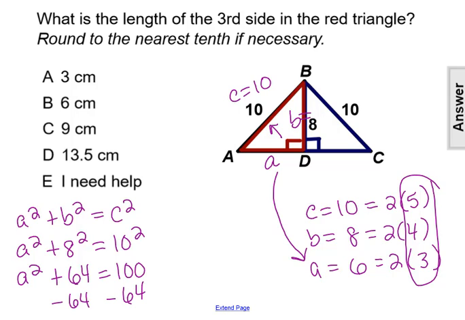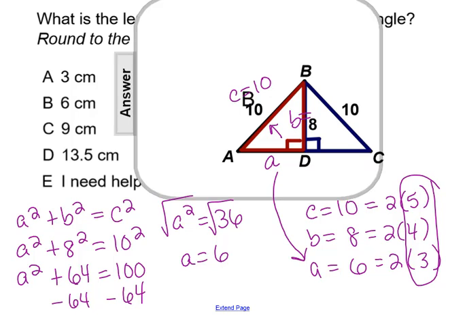We'll subtract 64 from both sides, which gives us that a squared equals 36. And taking the square root of both sides, we do get that a equals 6. It is confirming what we knew about the Pythagorean triple in the Pythagorean theorem. Either way, we're getting that a equals 6. So that third side in the red triangle is 6 centimeters, making our answer choice B.